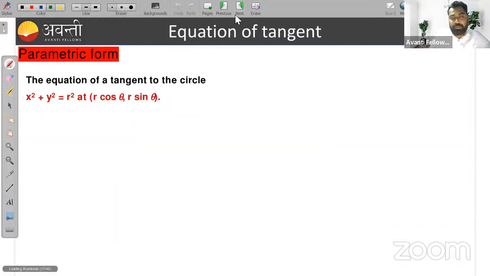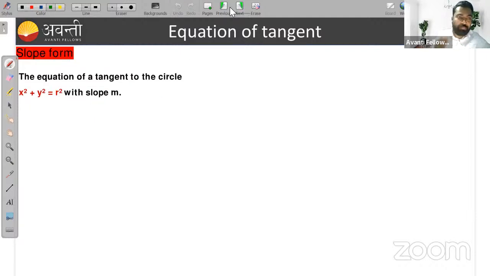Next. So equation of tangent in parametric form. So what is the parametric form? That is x is equal to r cos theta and y is equal to r sin theta, the parametric equation. When you will be asked to find the parametric equation of these tangents, then you need to just use this. r cos theta, r sin theta, the point. These are the parametric coordinates of the circle also, right?